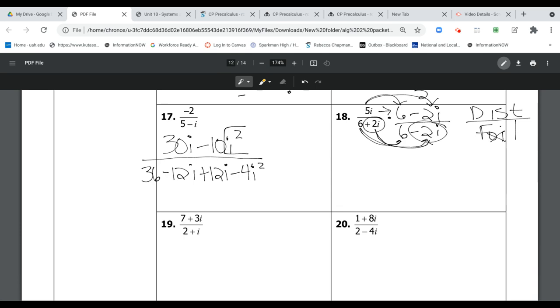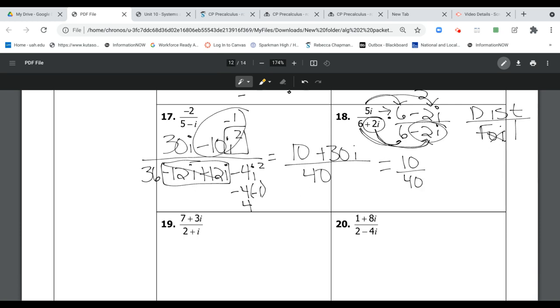Now, across the top, that becomes a negative 1. So I get positive 10, negative 10 times negative 1, plus 30i. When I combine these two together, they cancel. I get negative 4 times negative 1, which becomes positive 4, and 36 plus 4 becomes 40. So when I separated 10 over 40 plus 30 over 40i, that reduces to 1/4 plus 3/4 i. Final answer for number 18.